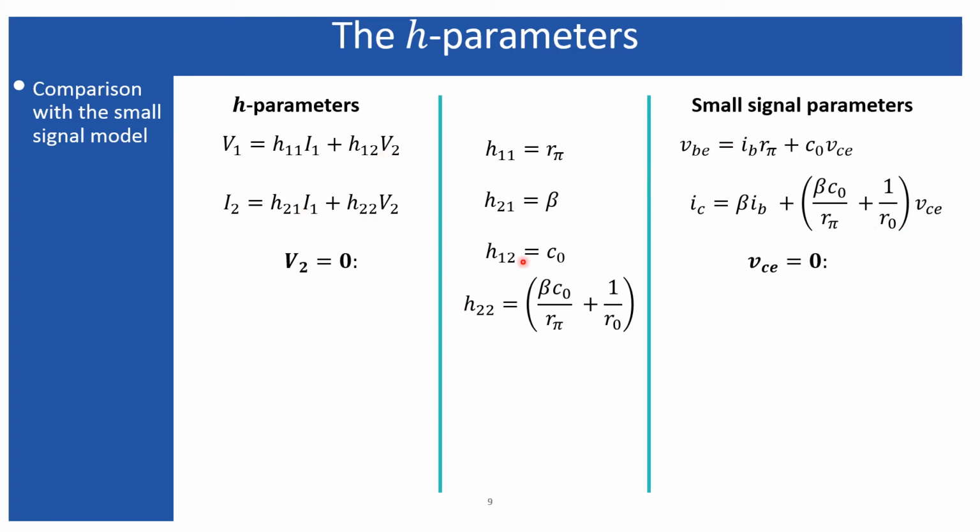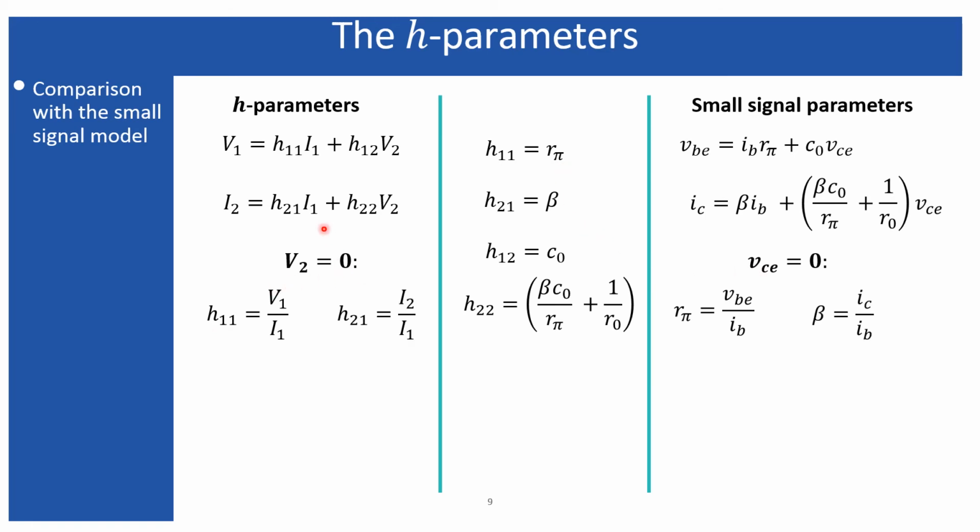I have shown the result over here. Now I'm going to discuss how we can write these results as I have shown. First, making V2 equal to 0, in both of these cases we find that H11 is equal to the ratio of V1 to I1. Similarly, Vc is the output voltage for our small signal model. If you make this 0, Vb divided by Ib defines R pi. So in terms of that, H11 is equal to R pi. Directly we can say from here.